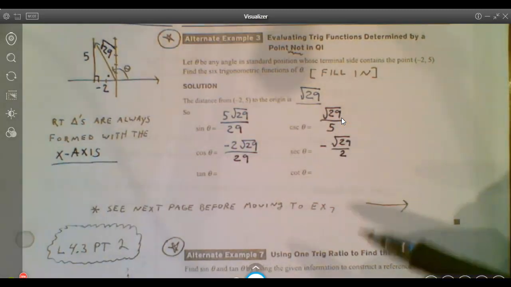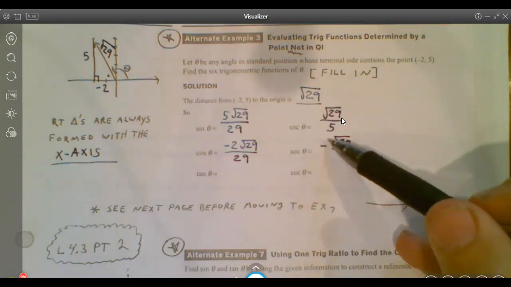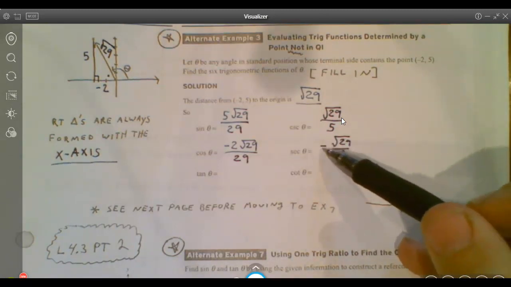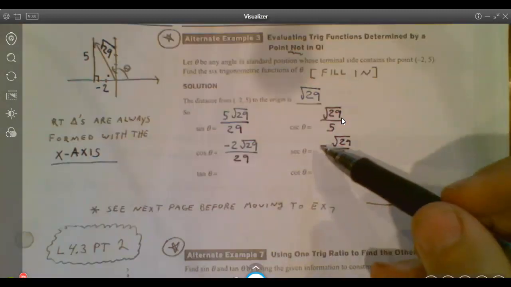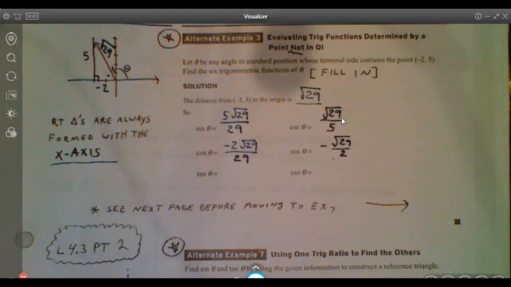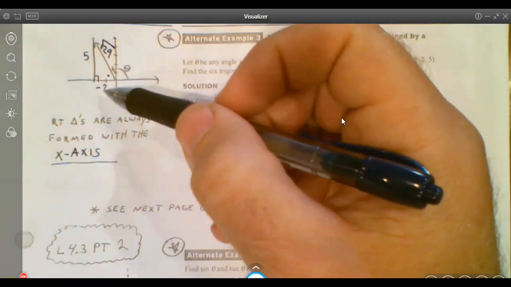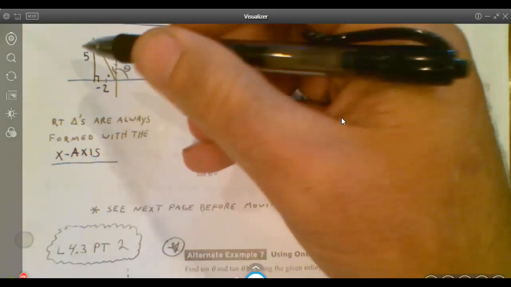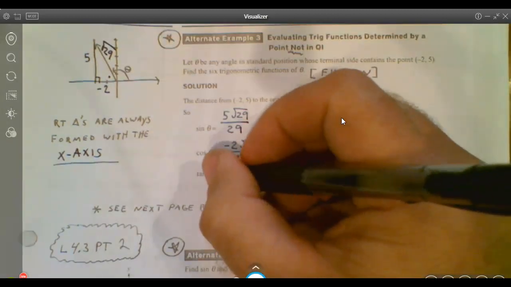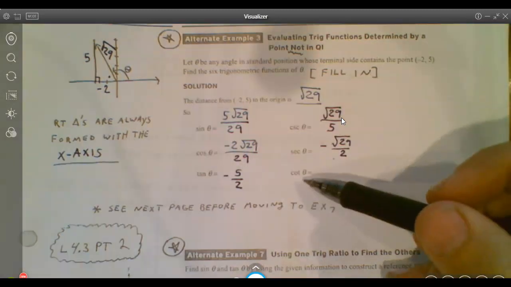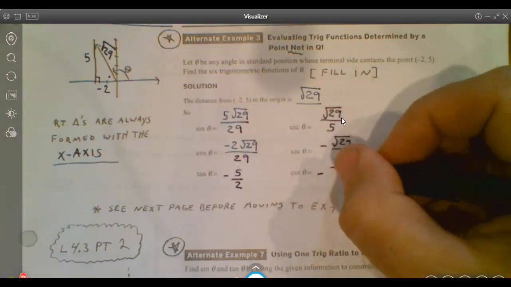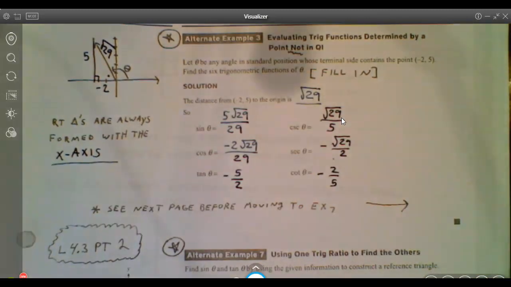We know it doesn't matter where I put the negative. I could put it with the top, I could put it with the bottom, or I could just put it out front. They're all the same thing. Typically in the answers, I'm sure they'll just put them all out front instead of putting it with the top or the bottom. Tangent, opposite over adjacent, so -5 over 2. And then the cotangent, if we flip that upside down, 2 over 5. And there's our 6 trig functions.